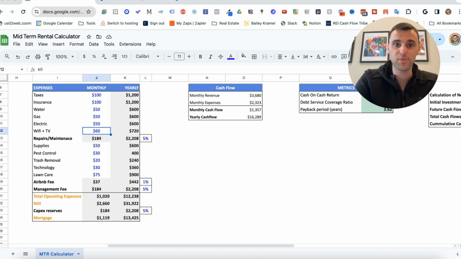For a smaller unit, if it's larger, it could be over $100 a month. But again, you can just look up Spectrum, Xfinity, or any of the other Wi-Fi providers, and you'll get a pretty good estimate on their website. Repairs and maintenance, I like to just put 5%.